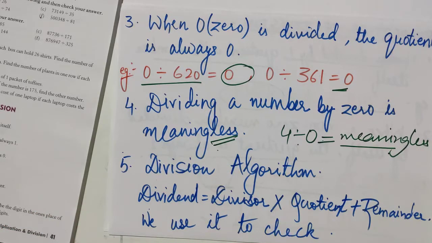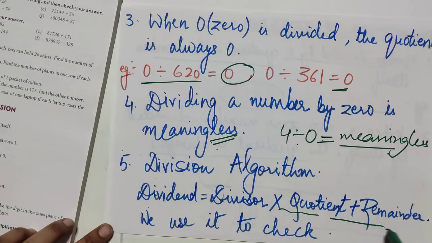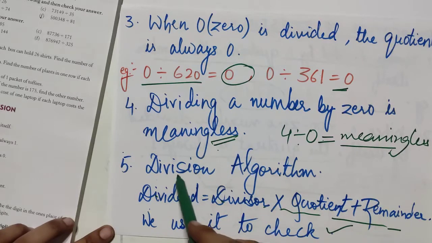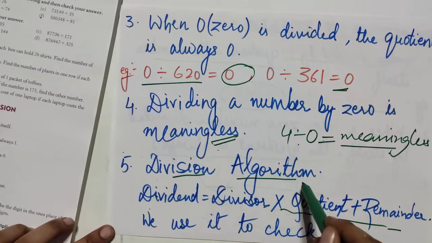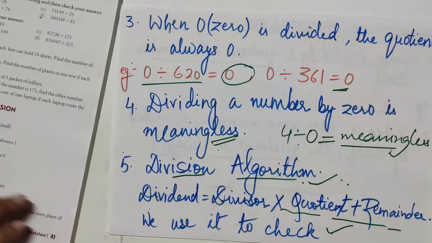The checking formula. We had done a formula for checking: dividend is equal to divisor multiplied by quotient plus remainder. This is used for checking. This is also known as the division algorithm. This is the fifth property of division. So this is about the properties of division. Now we'll move on to the next topic, division of numbers by 10 or their multiples.